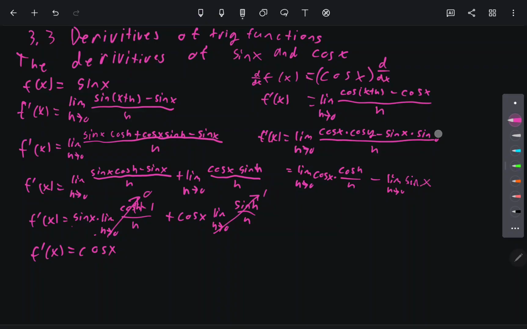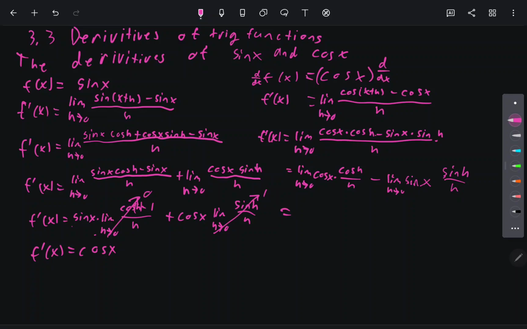And this should be h's up here. Sorry if this is a little bit confusing because I accidentally did h's. So we have sine of h over h. Well, let's see. How can we evaluate this limit over here?